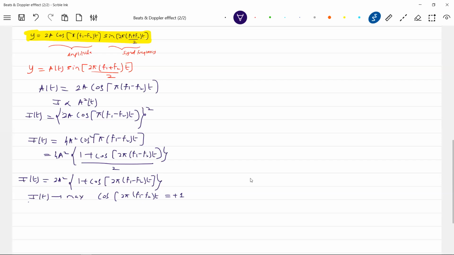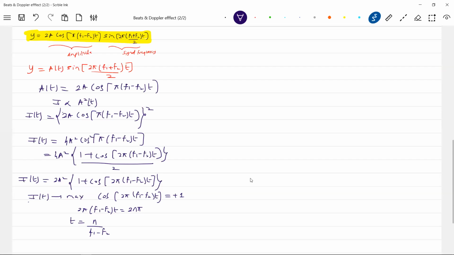So for this to be equal to plus 1, what should the bracket term be? 2 pi, what should it be equal to? Shall we write 2n pi? All of you know trigonometry, I'm taking help of that. So finally, I'll get t is equal to n into 1 by (f1 minus f2).